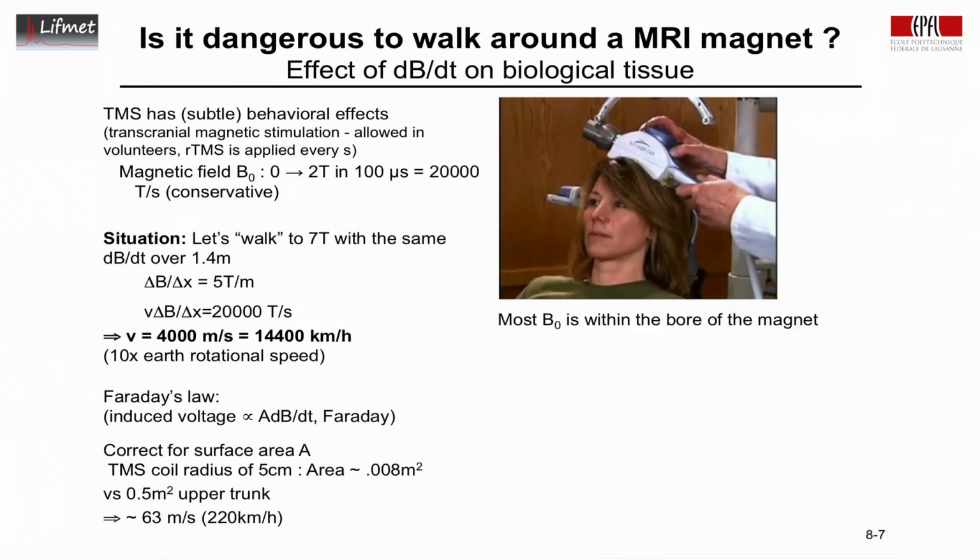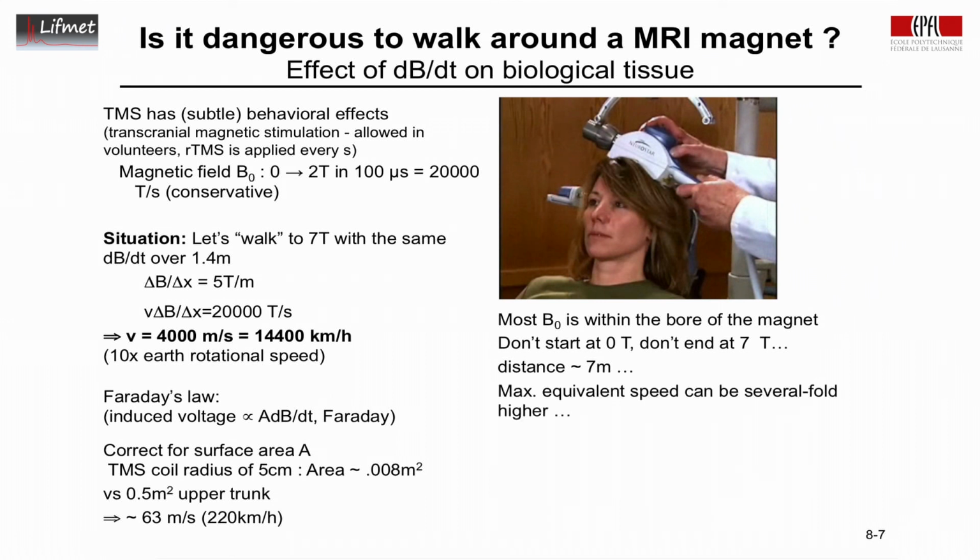Now, what we have to consider is that for most modern magnets, most of the static magnetic field is actually within the bore of the magnet, within the structure. So if we are on the outside, we can't even expose ourselves to the full 7 Tesla, and most of the change is happening in there. We don't start at 0 Tesla, we don't end at 7 Tesla. The distance is also more like 7 meters over which we approach the magnet and not 1.4 meters.